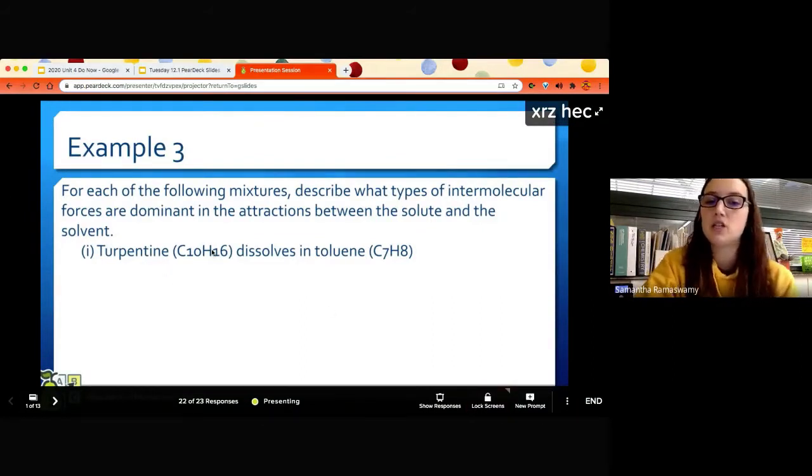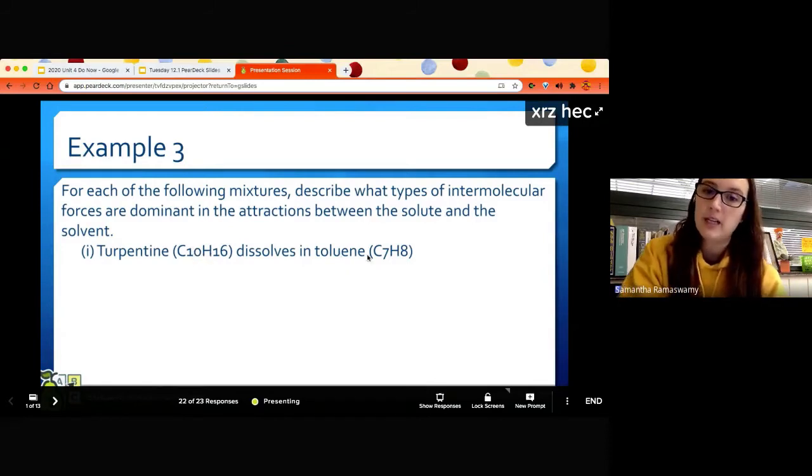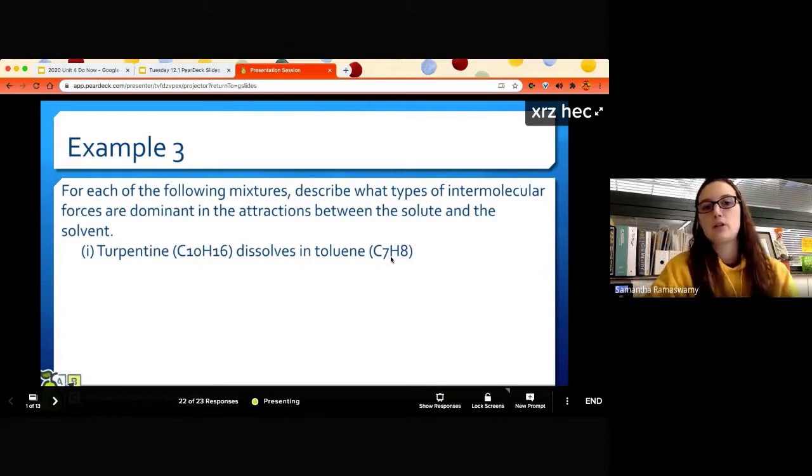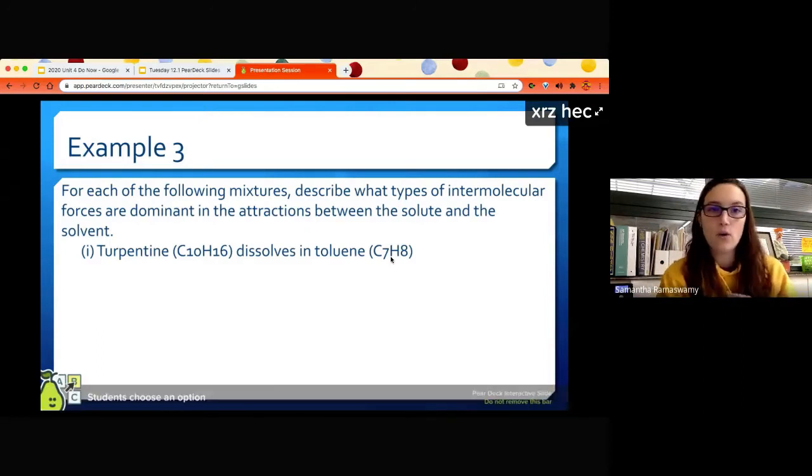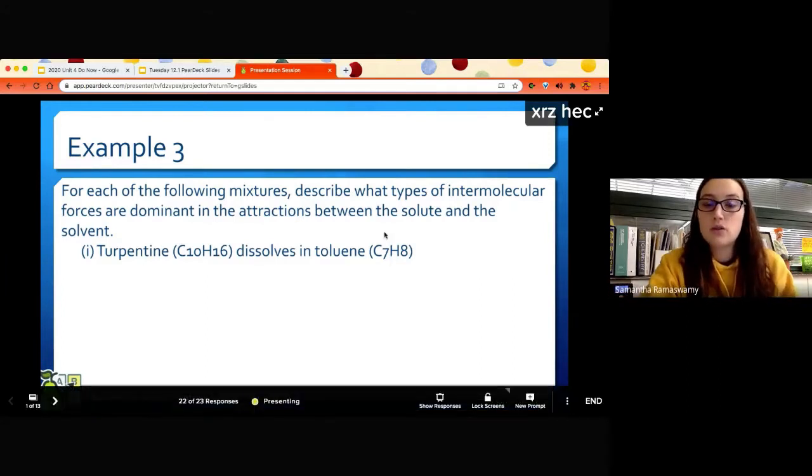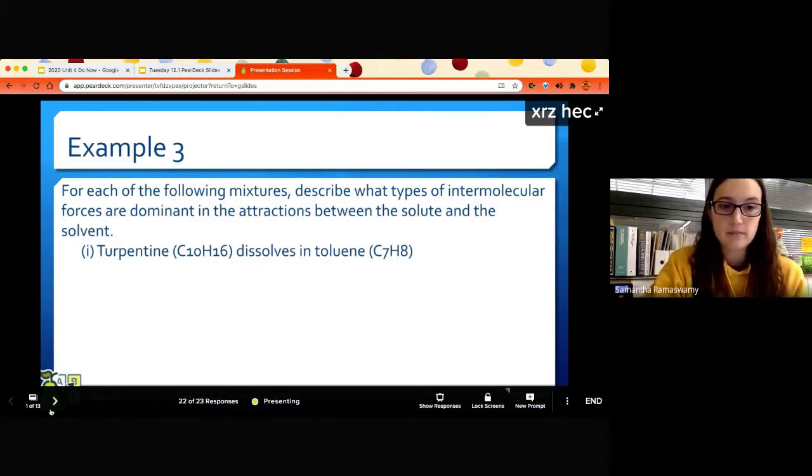So the reason that it's dispersion, you're looking for what they have in common. Turpentine is a hydrocarbon. Toluene is a hydrocarbon. If you actually look at the Lewis structure, they both are perfectly symmetric. They have no dipole moment, so there's no electronegativity differences. They're both dispersion, and so that's going to be the strongest solute to solvent attraction.